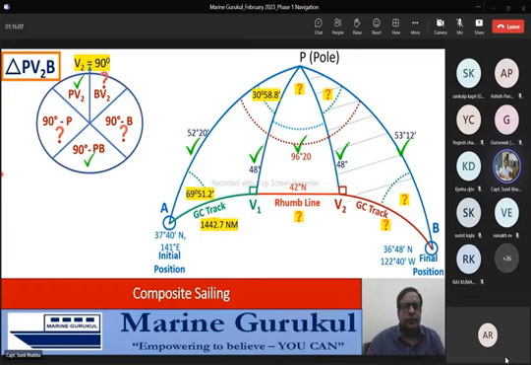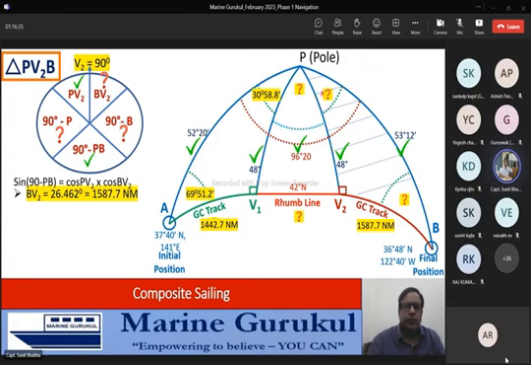Now we apply Napier's rule. First we can calculate BV2. And when we put the values, we get BV2 as 26.462 degrees, which is 1587.7 nautical miles. And this distance we put up on the diagram here. So the distance on the GC track from V2 to B is 1587.7 nautical miles.